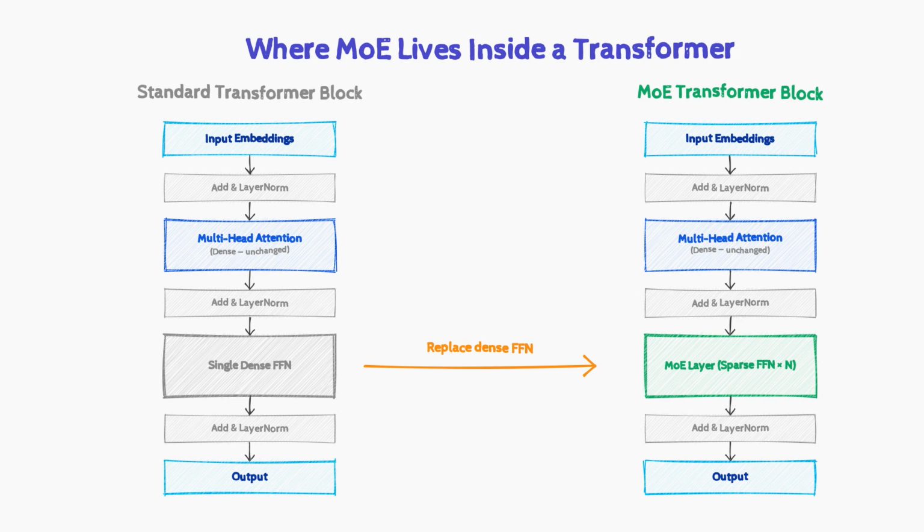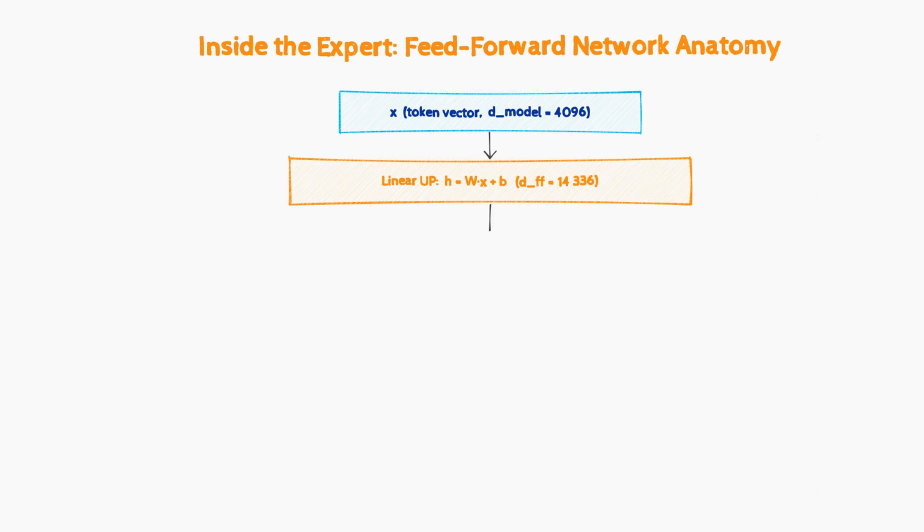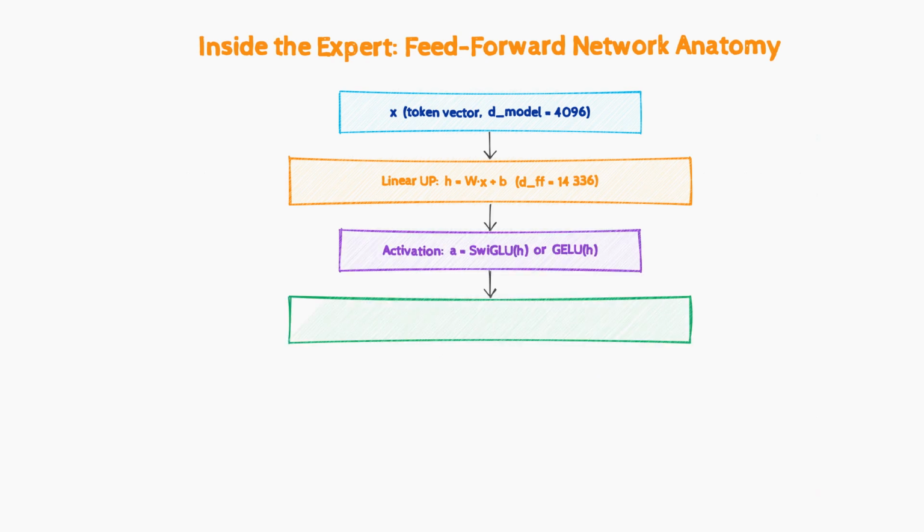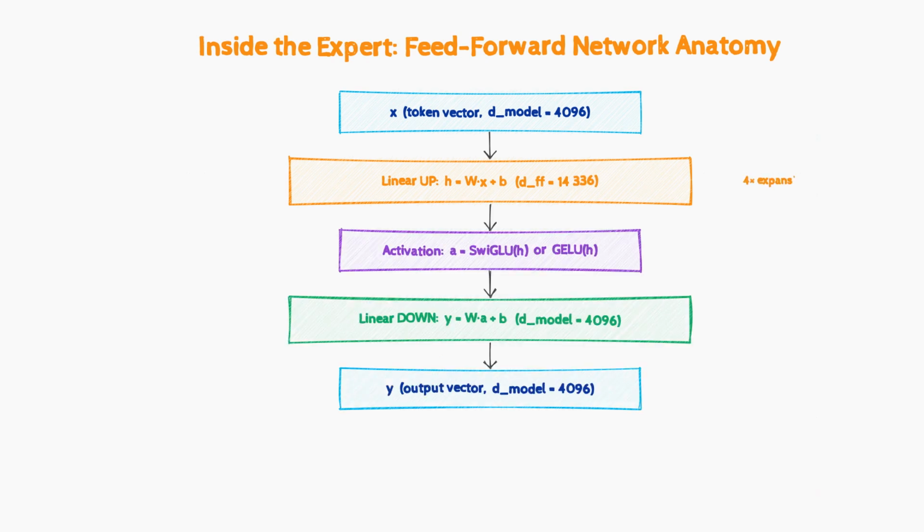Attention stays dense, it's still computed the same way. Only the FFN layer becomes sparse. This is important, the attention mechanism is untouched. Only the feed-forward layers gain the mixture of experts structure. Now let's zoom into the expert itself. Each expert in a MoE layer is a feed-forward network. Let's understand what that means precisely.